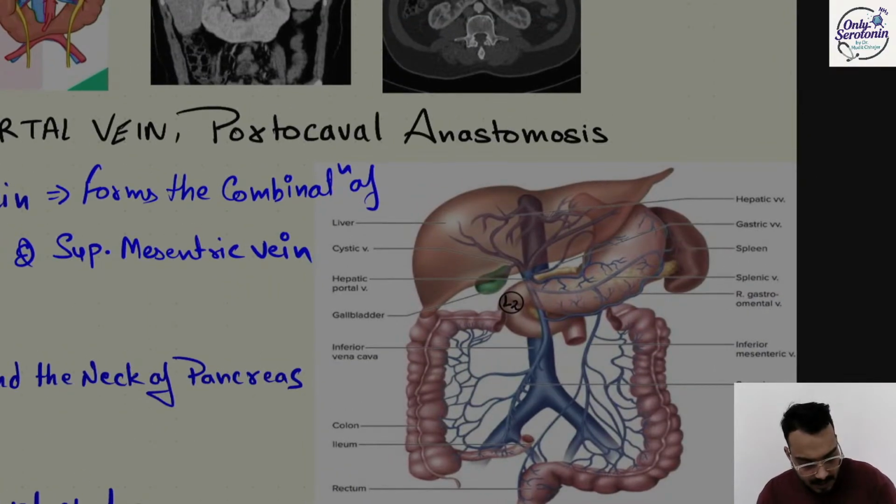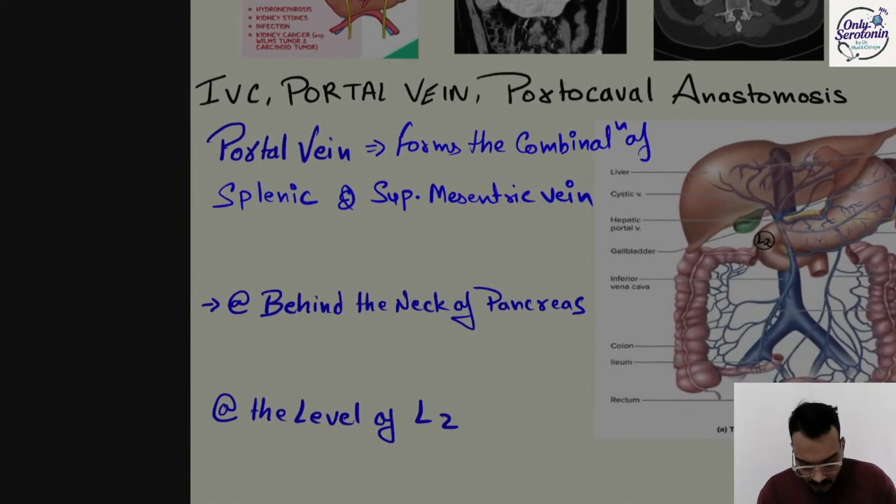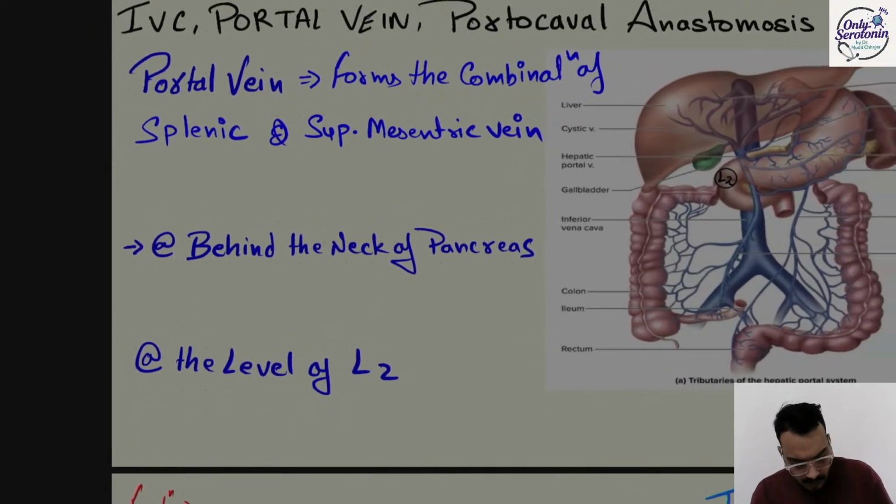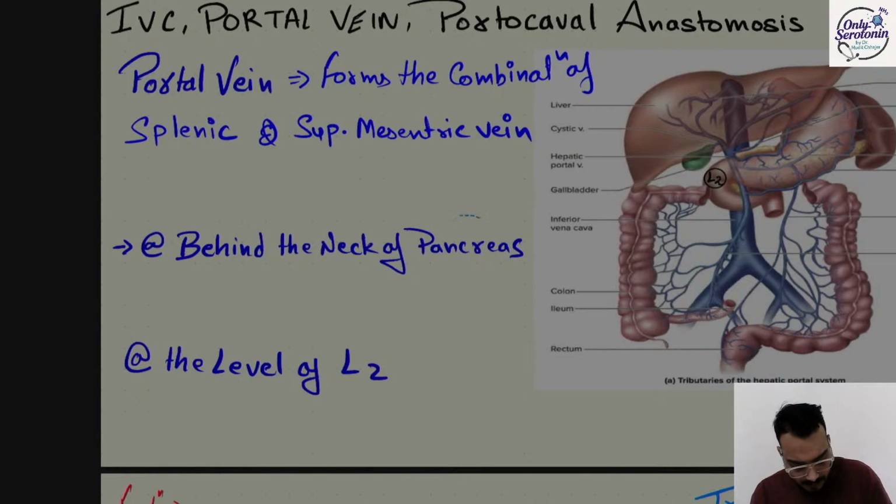Can you see here, guys, in this diagram? The splenic vein is coming here, and your superior mesenteric vein. They both will come to the level of L2, and they will give rise to this one small vein. This is known as the portal vein. So first of all, the location is behind the pancreas.